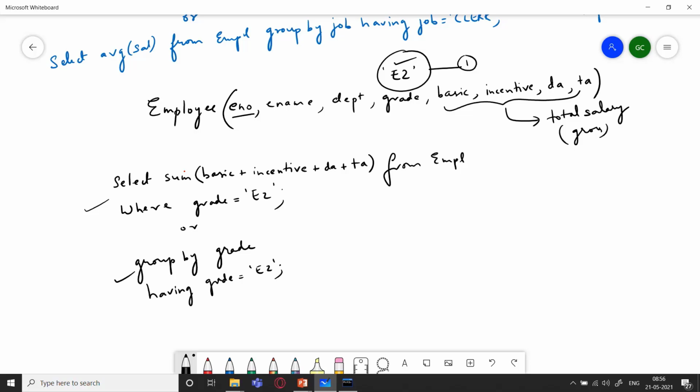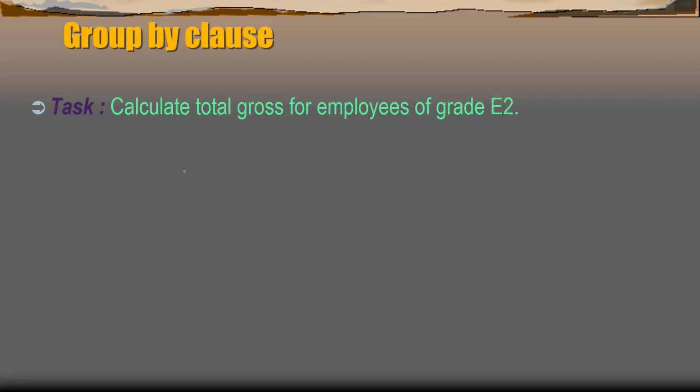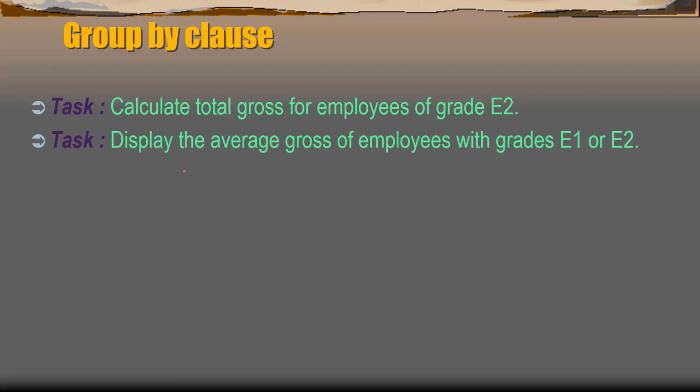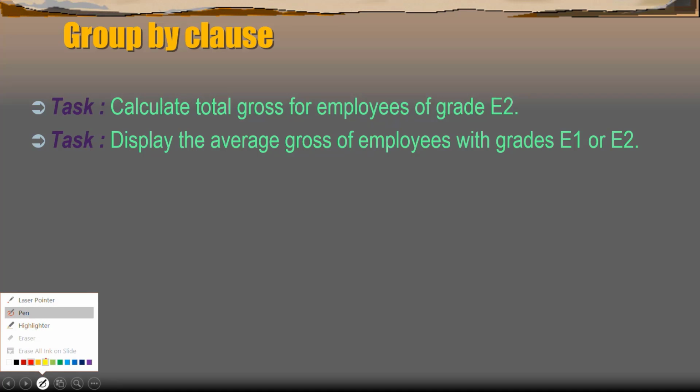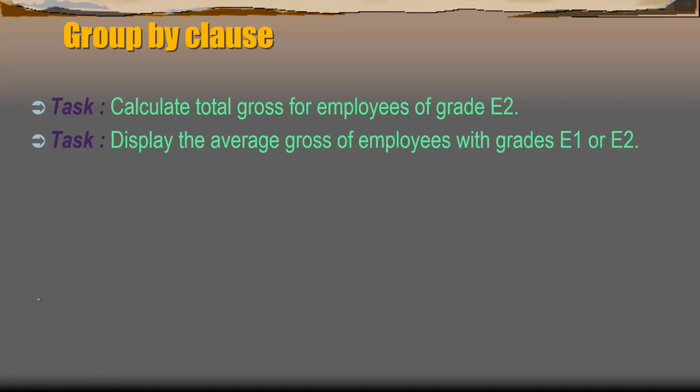Had it been two different grades, in that case we would have used only the having clause along with the group by clause. Display the average gross of employees with grades E1 or E2. So now you can see over here that E1 or E2 is given.